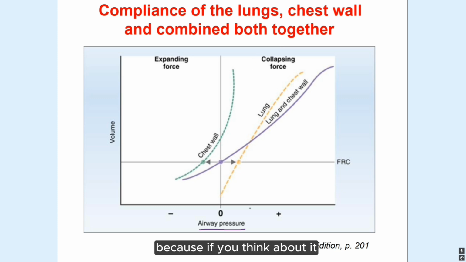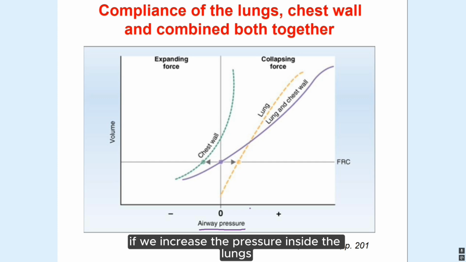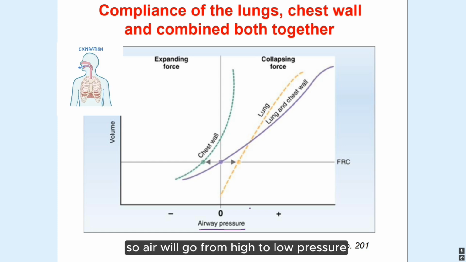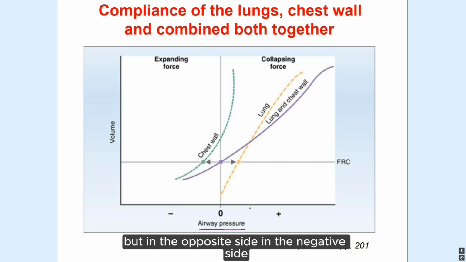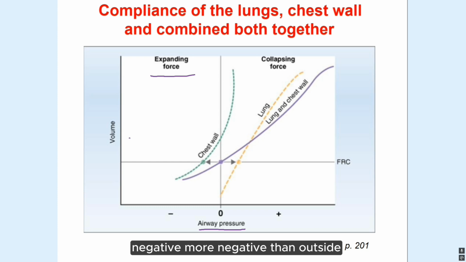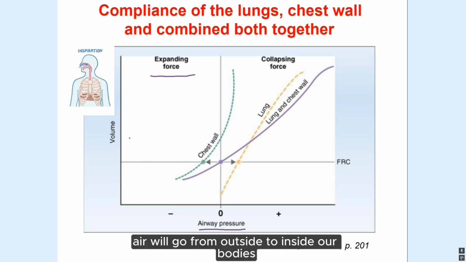Because if you think about it, if we increase the pressure inside the lungs, the pressure will be higher than the pressure in the atmosphere. So air will go from high to low pressure, and so it will try to leave our lungs. So it's collapsing or deflating our lungs. But on the opposite side, in the negative side, we have the expanding force. Because if you make the pressure inside the lungs negative, more negative than outside, air will go from outside to inside our bodies. And so this will expand or inflate our lungs.